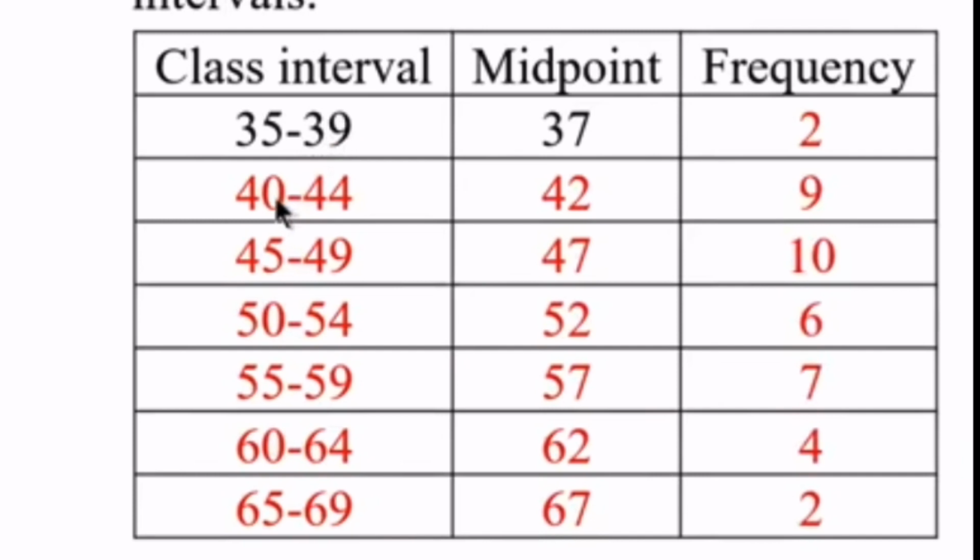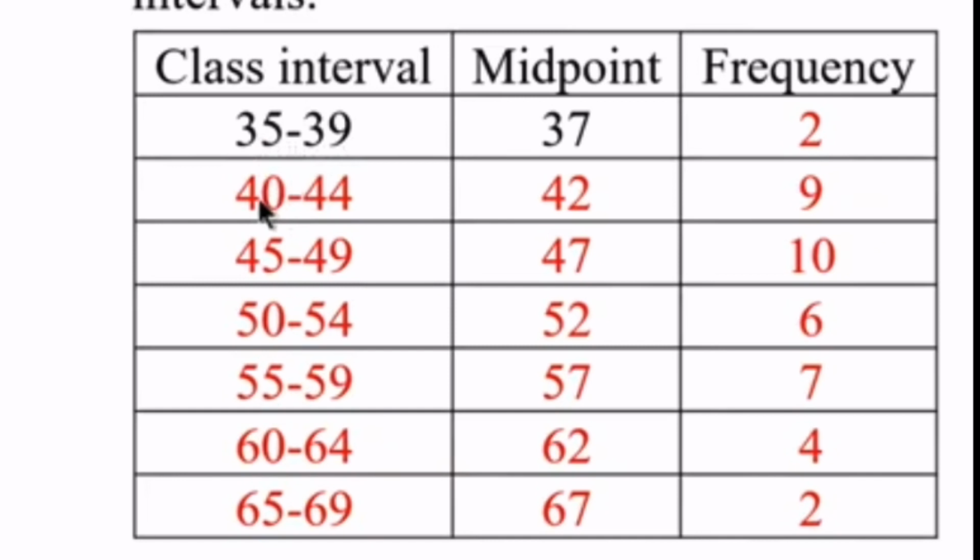And then 39 to 40 is actually plus 1. 40 to 44 is plus 5. So that means we are going to add 5 for every midpoint, because the class size is 5. Okay, so 35 to 39 actually consists of 5 data: 35, 36, 37, 38, 39. So the midpoint is 35 plus 39 divided by 2. Alright, same thing for the midpoint.